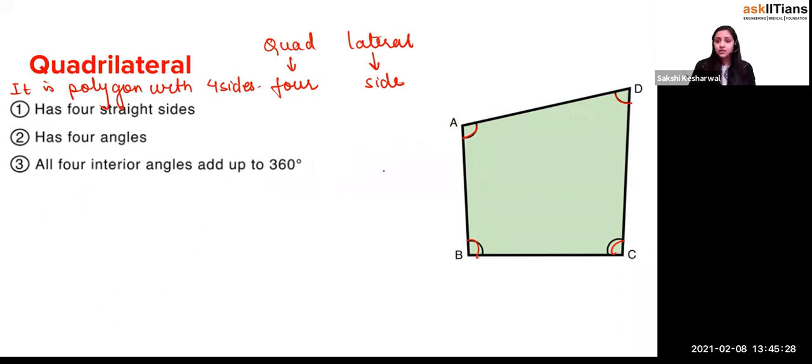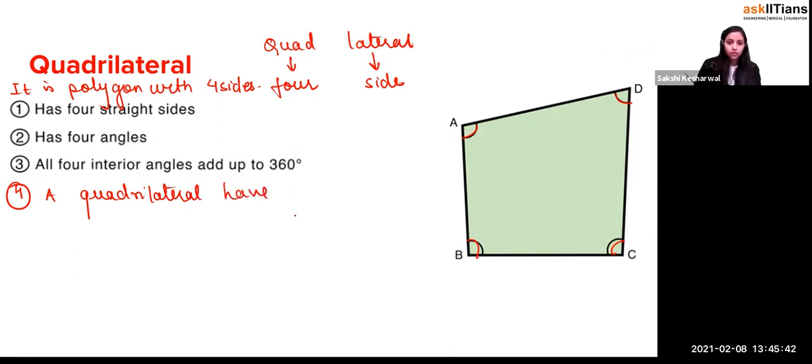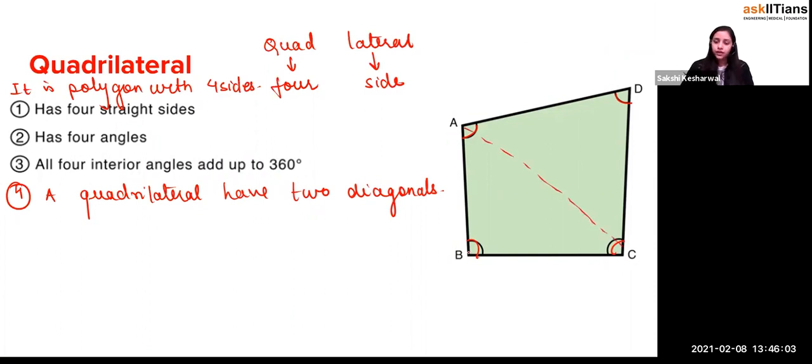And we have also taught you how many diagonals it will have. It will have two diagonals. A quadrilateral has two diagonals, right? And what are the diagonals, beta? That is AC and BD. This we have already done in the previous classes.